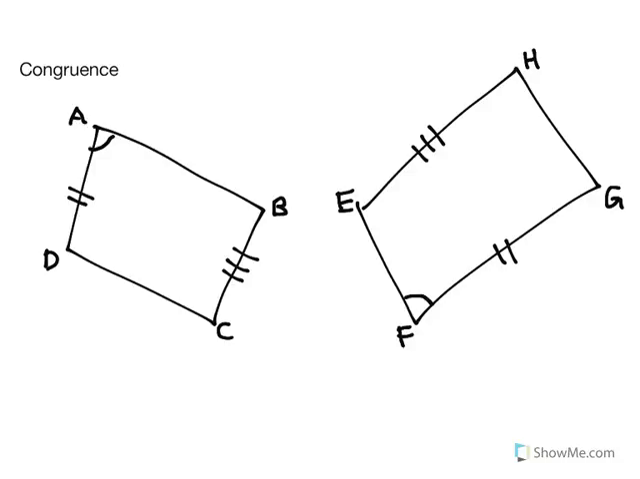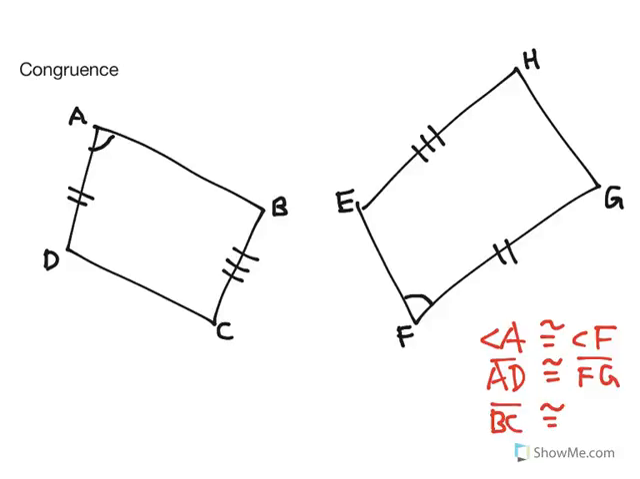So we know that angle A is congruent with angle F. So let's write that down. And that's the congruent symbol. And side AD is congruent with side FG. Make sure the markings match up. And BC is congruent with EH.